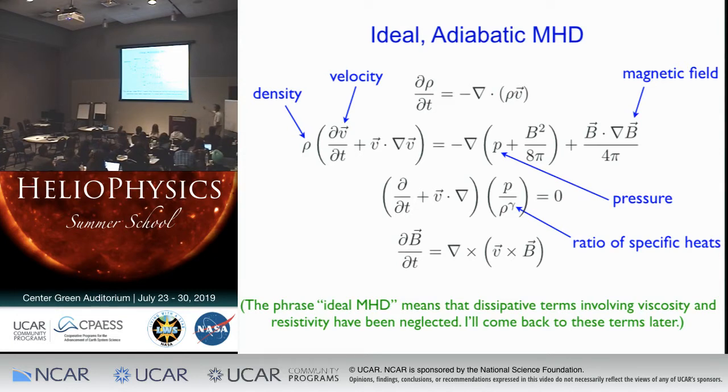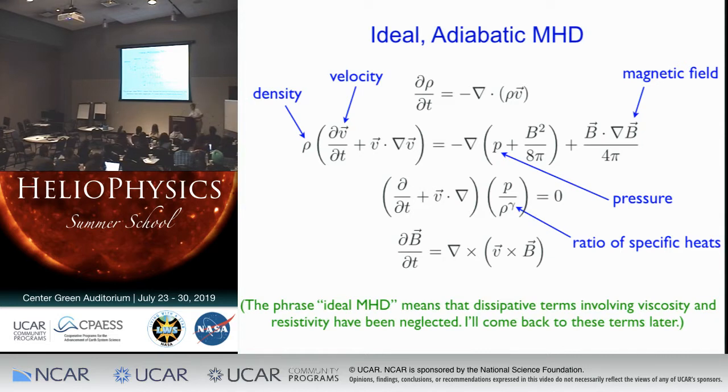So the first one here is the continuity equation. And let me actually just tell you what the different variables are. Rho here is the density, V is the velocity, P is the plasma pressure, B is the magnetic field. Gamma is the ratio of specific heats. It's 5/3. You may remember adiabatic expansion. P goes like rho to the 5/3 power. Well, that 5/3 is the gamma right there. The top equation is the continuity equation.